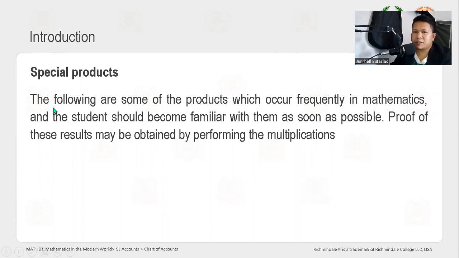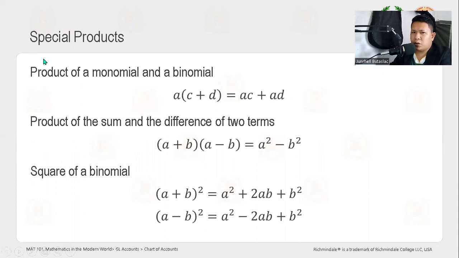Special products are some of the products which occur frequently in mathematics, and students should become familiar with them as soon as possible. Proof of these results may be obtained by performing the multiplication. We will be talking about binomials and trinomials, any algebraic expressions we can encounter. So what is the product of a monomial and a binomial?